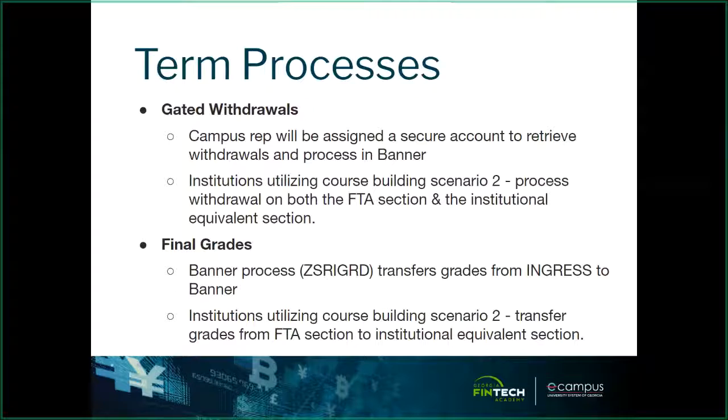Again, if you're using Scenario 2, the campus rep will also need to withdraw their student from the institutional equivalent section as well. And then finally, final grades. There is a Banner process called ZSRIGRD that will transfer those grades from Ingress into Banner. Again, if you're using Scenario 2, institutions will need to transfer those grades to the institutional equivalent section. So whoever your campus representatives are that are involved with these processes or with these courses will need to be very aware of how you have your courses set up to make sure that everything is processed appropriately on both of the sections in your Banner system.